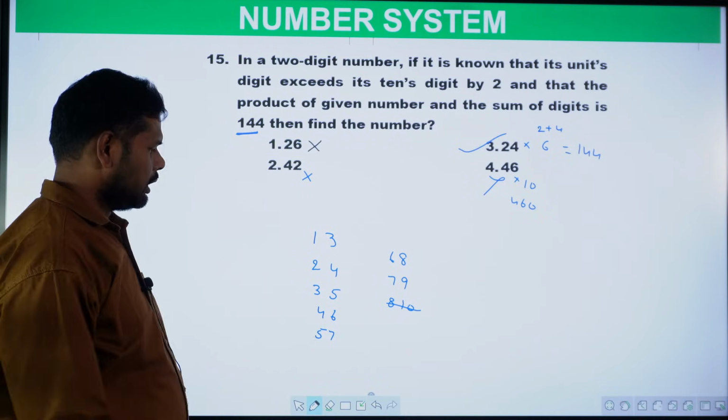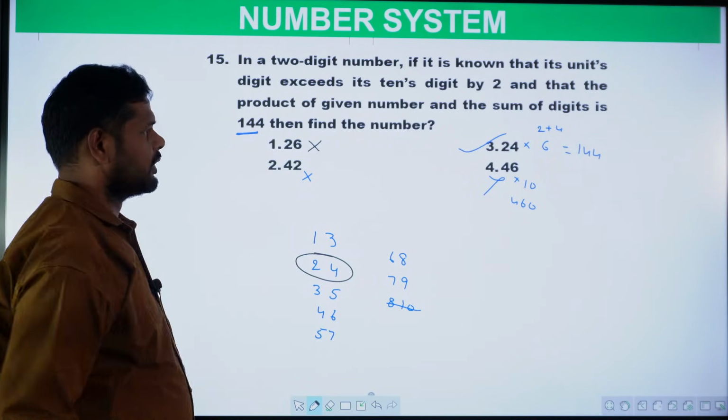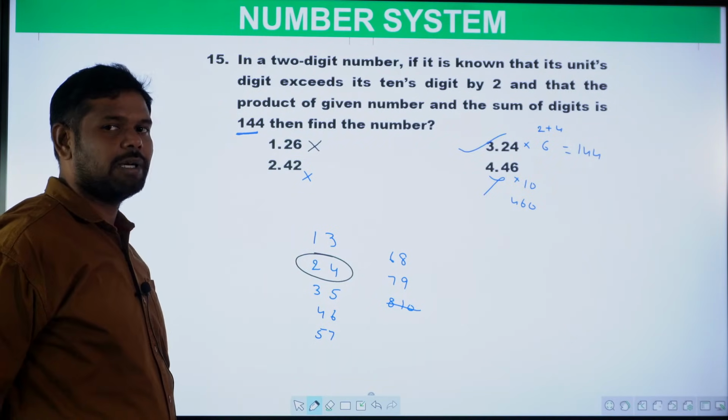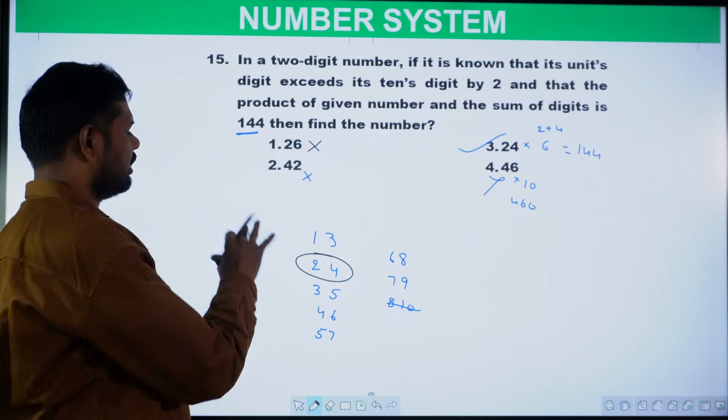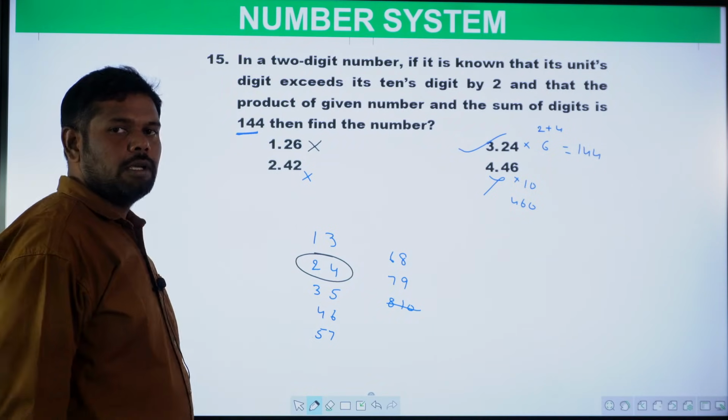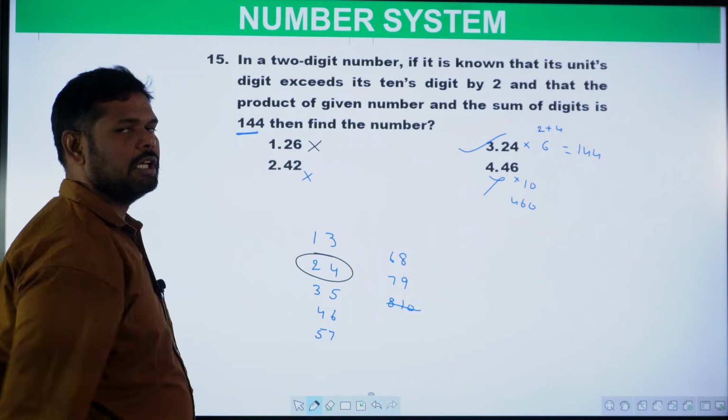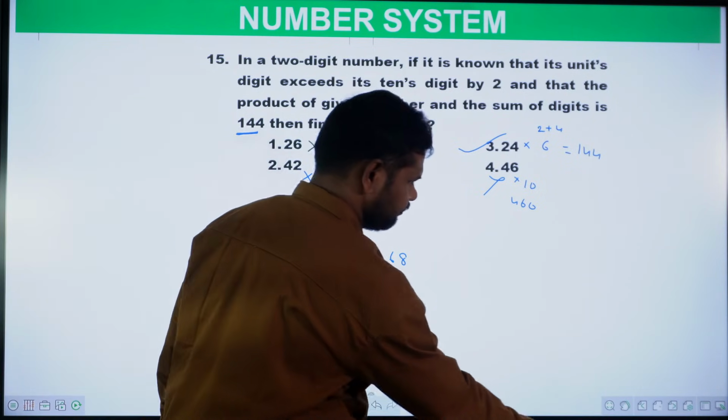24 into the sum of the digits gives the result 144. That's why we are choosing 24 as the answer. That's it. Next one.